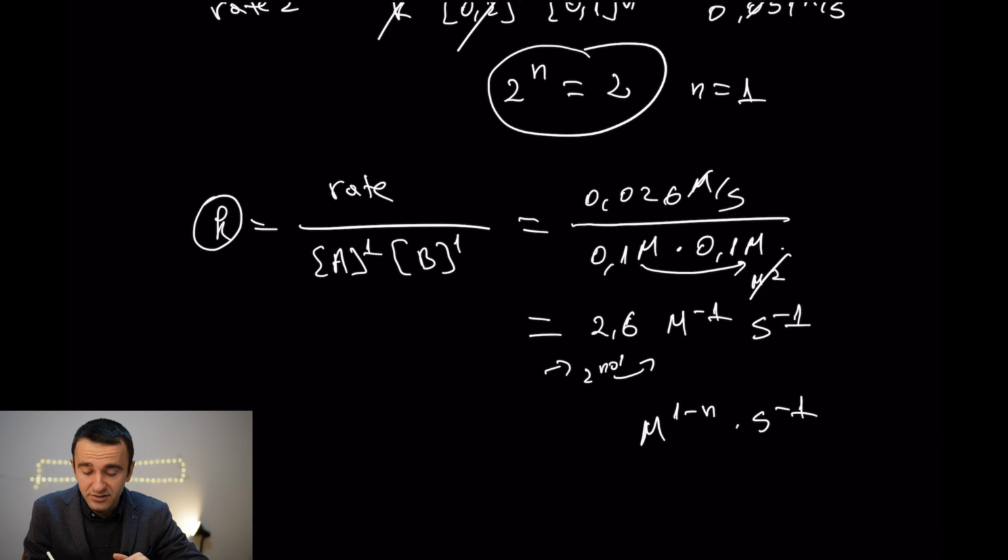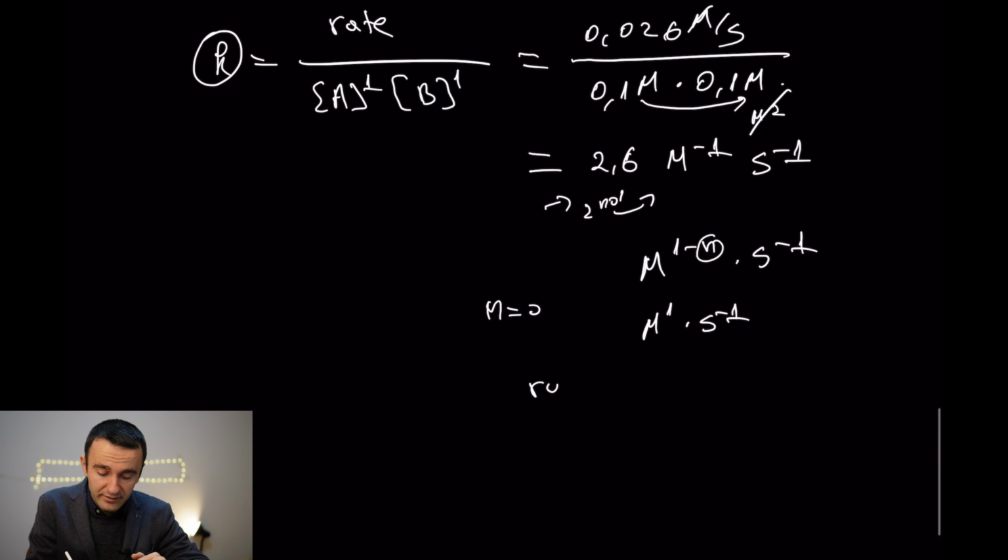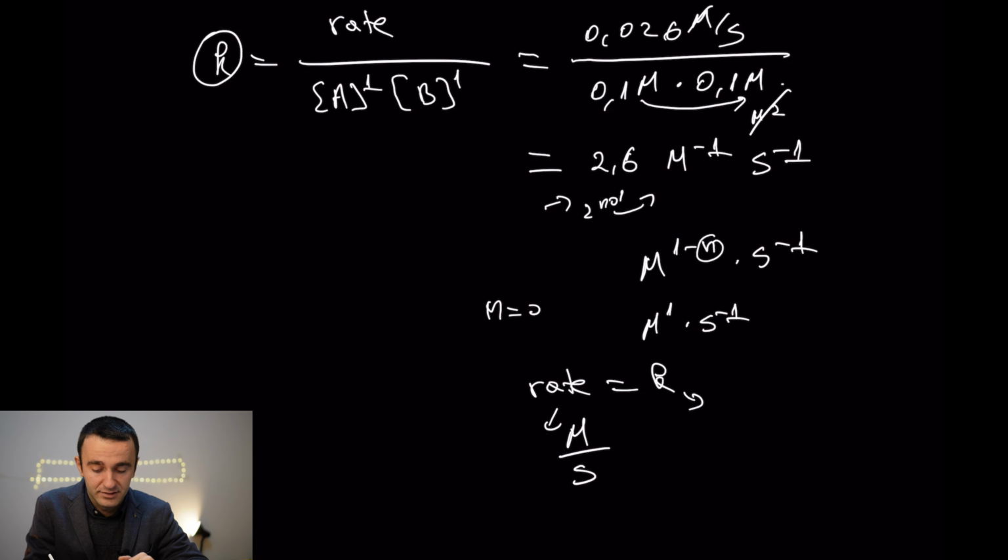For example, if the reaction is zero order, like n is equal to 0, so the unit of the constant is going to be molarity to power 1, because n is equal to 0, multiplied by second minus 1. That makes sense because the rate is equal to the constant, and we know that the rate is molarity per second, and the constant for zero order reaction is, because in zero order reaction the rate is independent of the concentration of the reactant, it's going to be molarity per second.